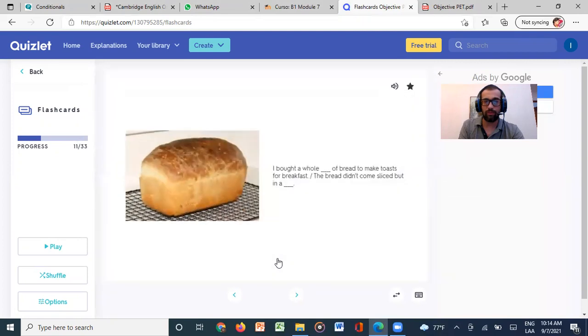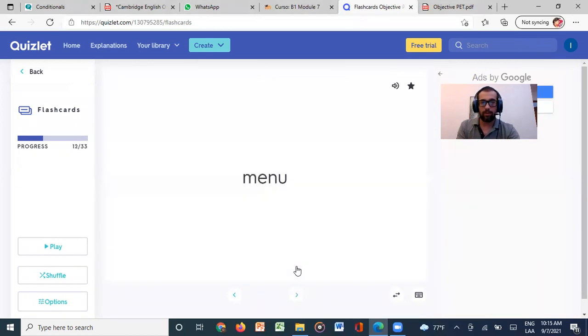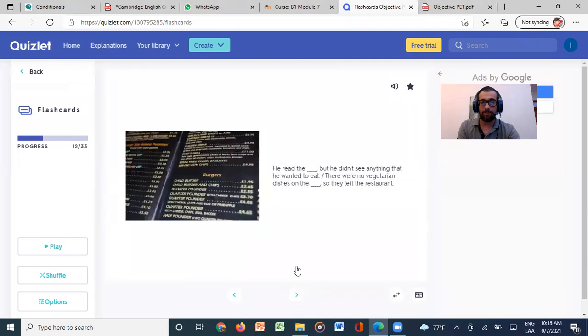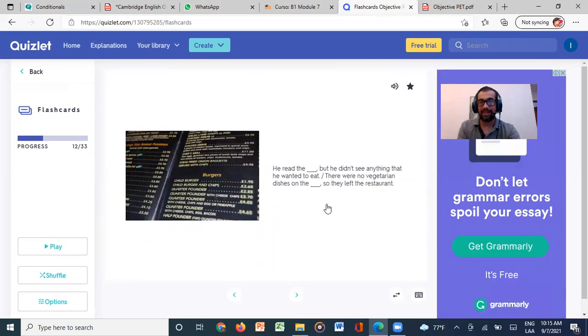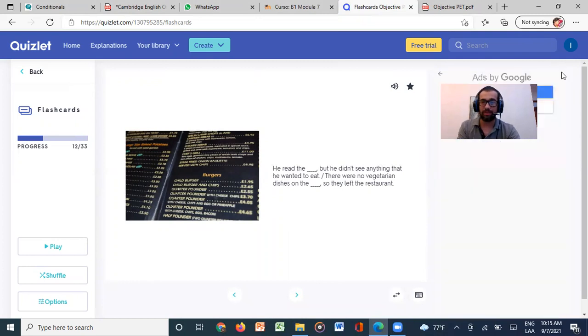What is loaf? I bought a whole loaf of bread to make toast for breakfast. The bread didn't come sliced, but in a loaf. The loaf is the whole piece of bread that is called loaf. Let's go with number 12, menu. Well, this is the example of a menu. He read the menu, but he didn't see anything that he wanted to eat. That's an example that we have here.